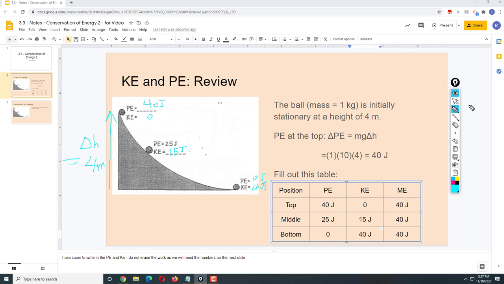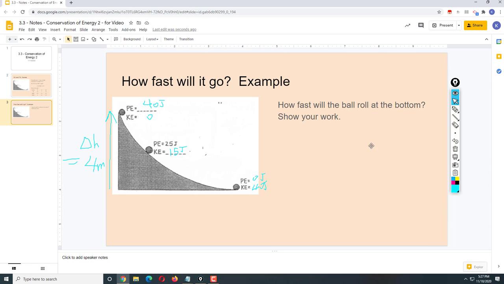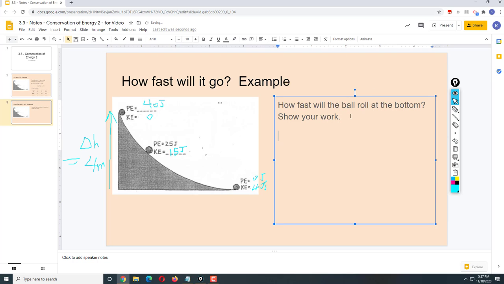Okay. So we have this table. Next. So we have this energy. How fast will the ball roll at the bottom? At the bottom, energy is kinetic. Kinetic is 40 joules. We saw that right here.